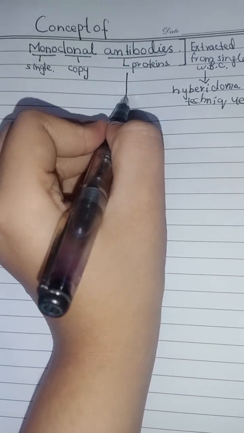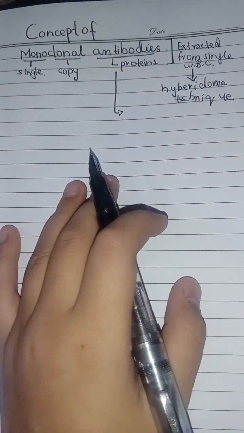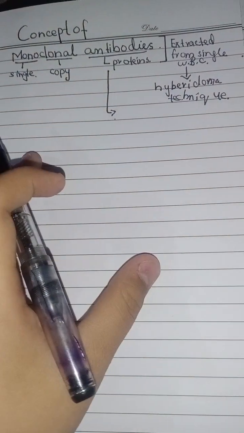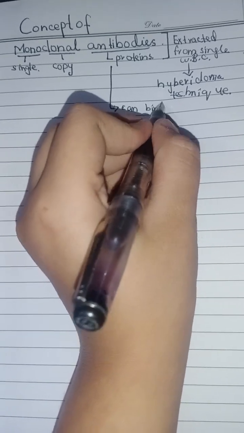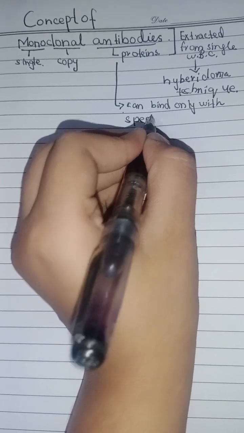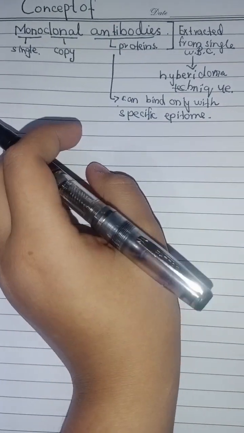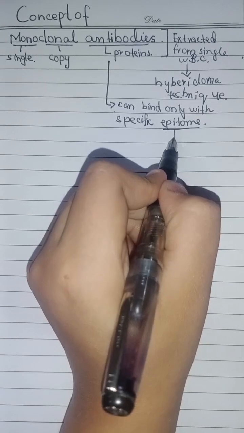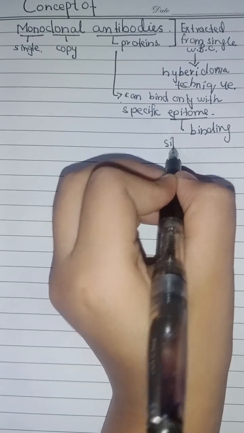Now, what are proteins? What do these antibodies and proteins mean? Let me explain. These proteins can bind only with a specific epitope. Now you will be thinking, what is an epitope? It is basically the binding site of an antigen.